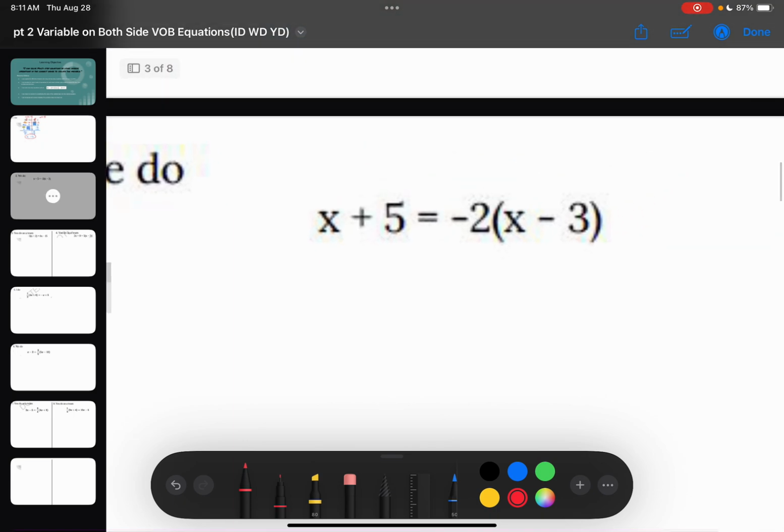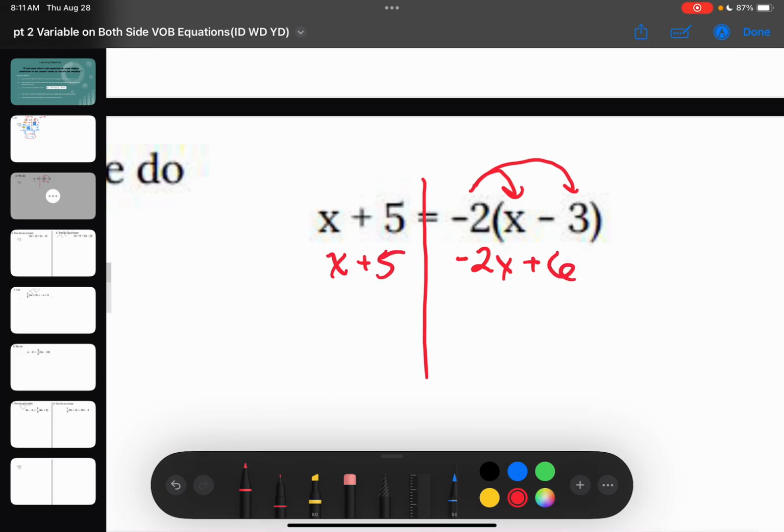All right, here's another one. Again, the first thing we're going to do is distribute through the parentheses. So -2x plus 6 and x plus 5. Now again, we've got the decision.